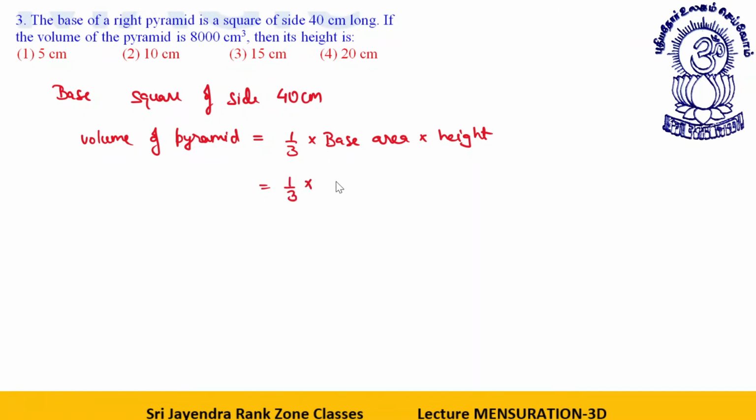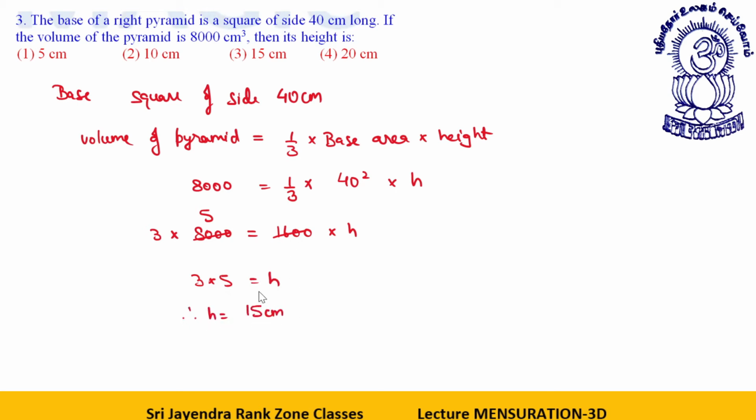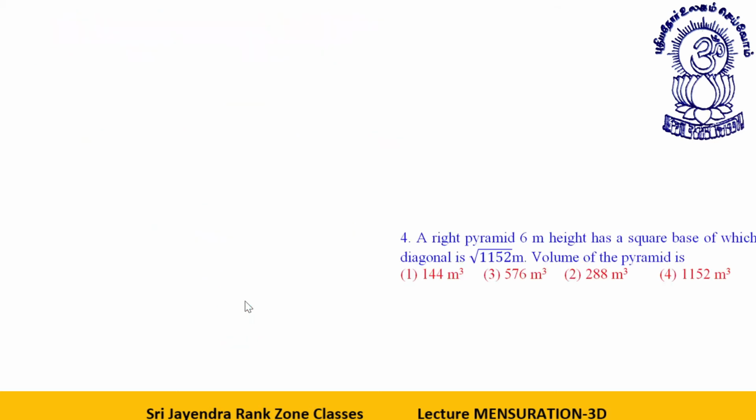1/3. What is the base area? Base area is 40 square. Height is h. What is the volume? Volume is 8,000. So 3 into 8,000 is equal to 40 square, which is 1600, into h. This cancels with this to give you 5. So you get h is equal to 3 into 5. Therefore h is equal to 15 centimeter. Okay, dear students. 15 centimeter. Option number 3. Next question.